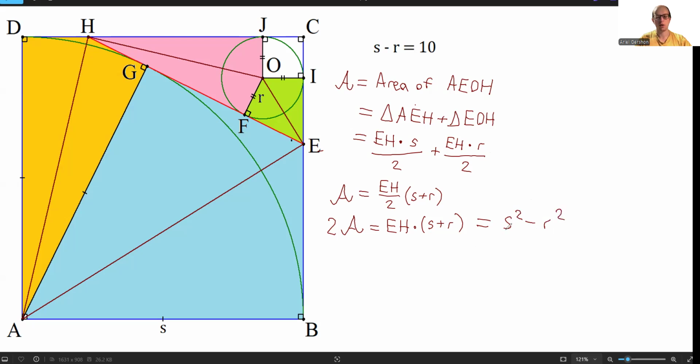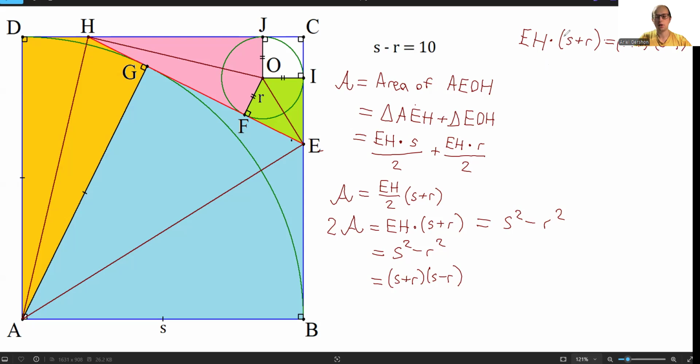But now S squared minus R squared is a difference of squares, and oh, you might not be able to see that. Okay, I'll rewrite it here. It's equal to S squared minus R squared. And now we can rewrite S squared minus R squared using the difference of squares formula, like so. So that means that we have the following formula. EH times S plus R is equal to S plus R times S minus R.